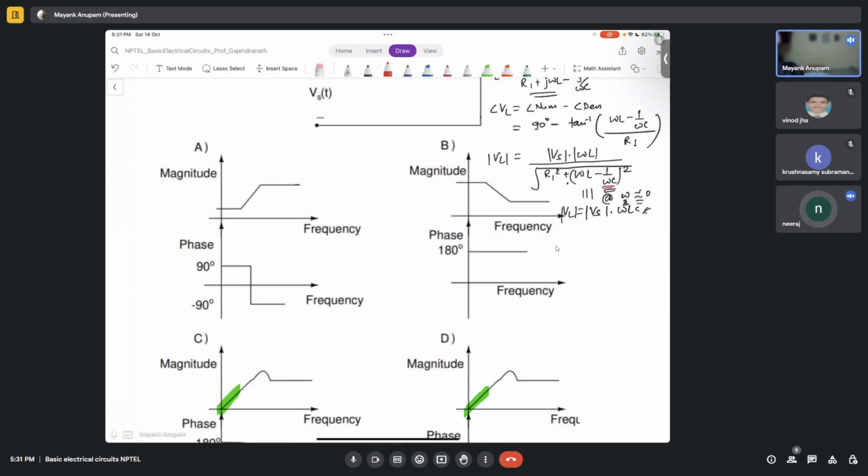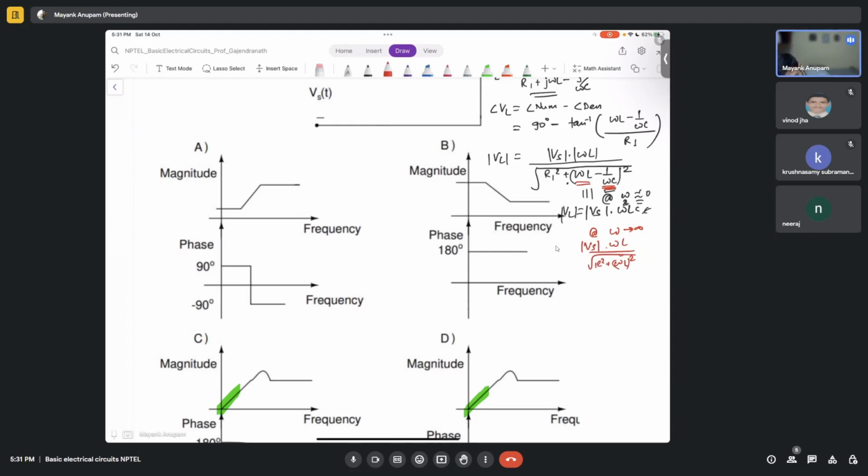This omega C, 1 over omega C, will be very less, right? Omega L will dominate. So it would be how much? It would be mod of Vs at omega tending to infinity. It should be how much? Mod of Vs into omega L, divided by root over R square plus omega L the whole square, right?